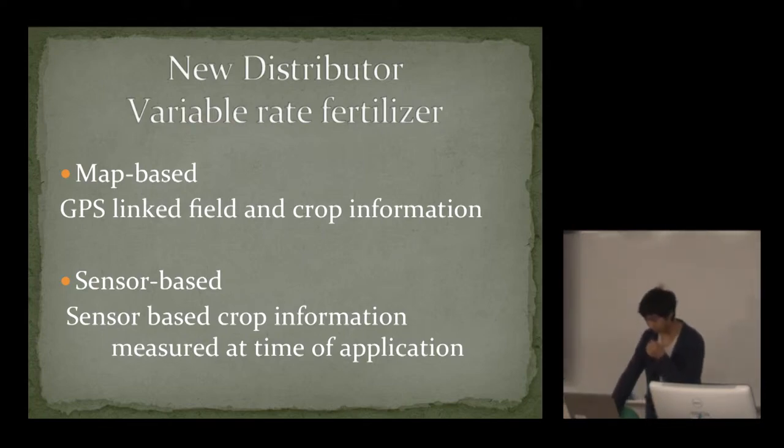Next is variable rate fertilizer. It can change the amount of fertilizer by information. And there are two types of information. One is map-based. It gets crop information from GPS. The other is sensor-based. It gets crop information instantly by a sensor attached to the machine.